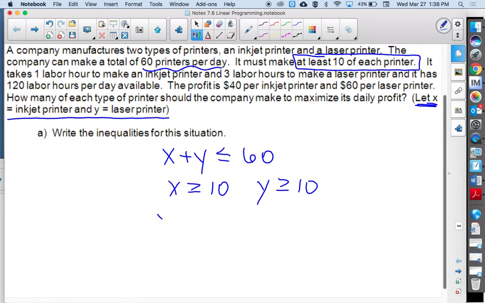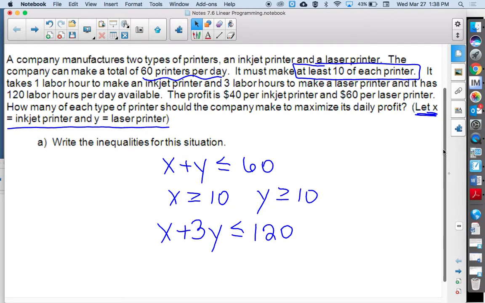Chelsea, one more inequality. X plus 3y is less than or equal to 120. And you got that because of labor hours. Yeah, the hours of labor.